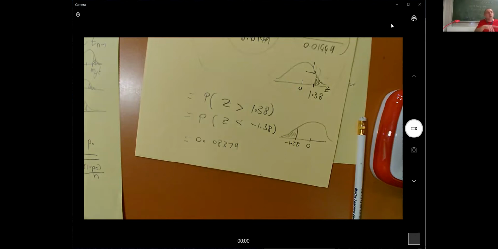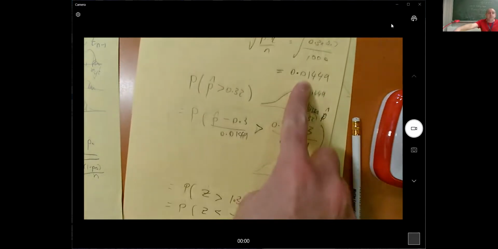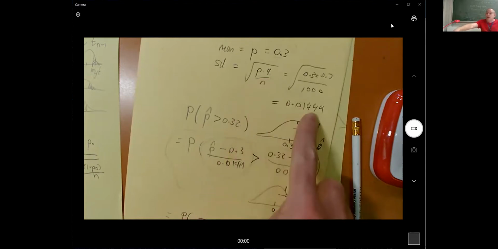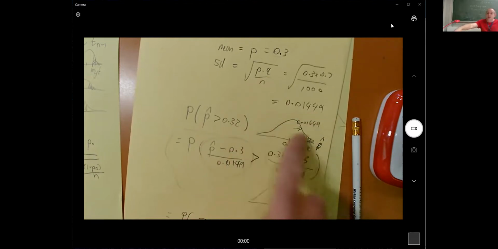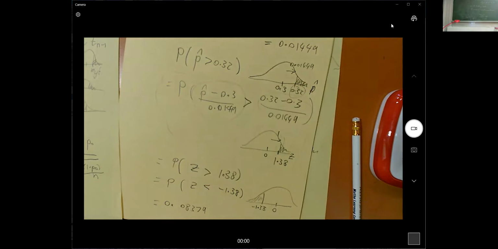So if I had fewer people, then this standard deviation would have been bigger because I would have divided by a smaller number. And then this would have been wider, which would mean this probability would have been higher. Basically, what we do is standard deviation, and then you do the z, and that's how.